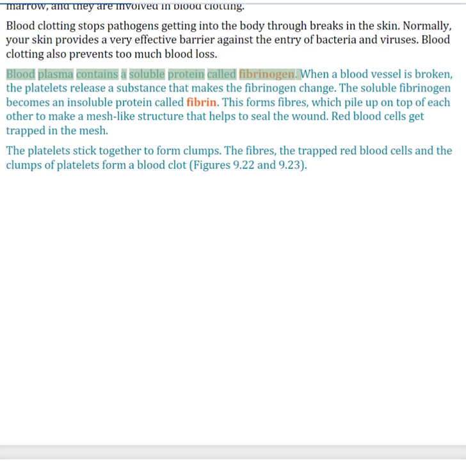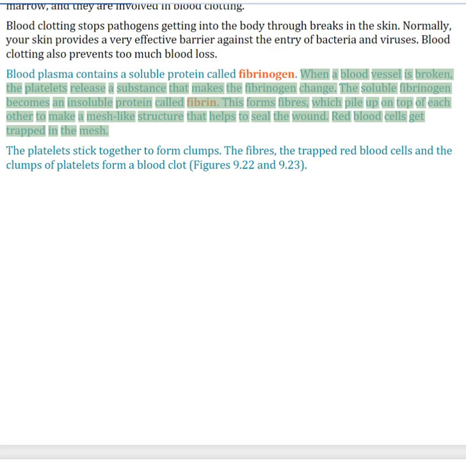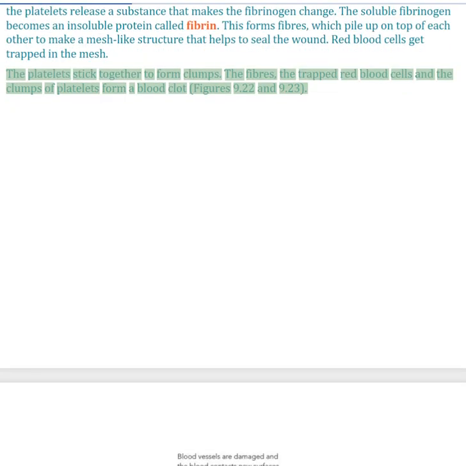Blood plasma contains a soluble protein called fibrinogen. When a blood vessel is broken, the platelets release a substance that makes the fibrinogen change. The soluble fibrinogen becomes an insoluble protein called fibrin. This forms fibers, which pile up on top of each other to make a mesh-like structure that helps to seal the wound. Red blood cells get trapped in the mesh. The platelets stick together to form clumps. The fibers, the trapped red blood cells and the clumps of platelets form a blood clot.